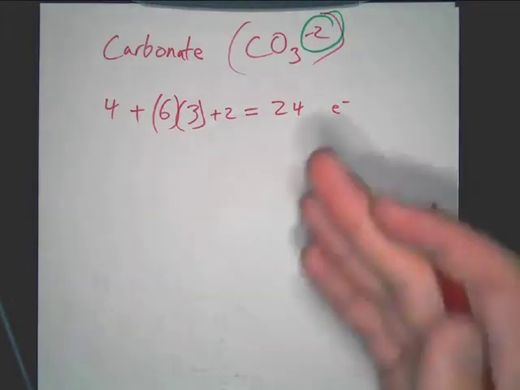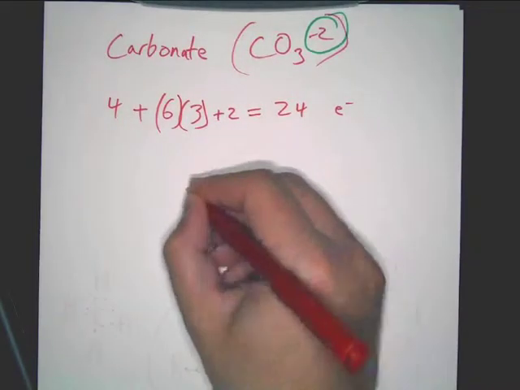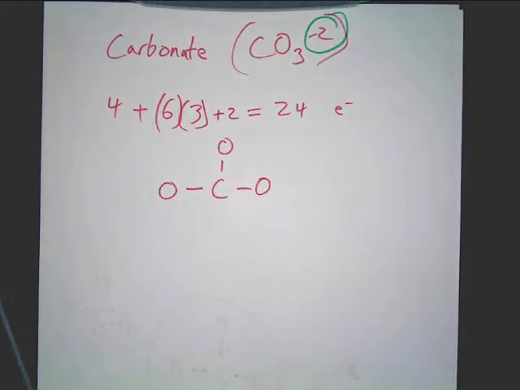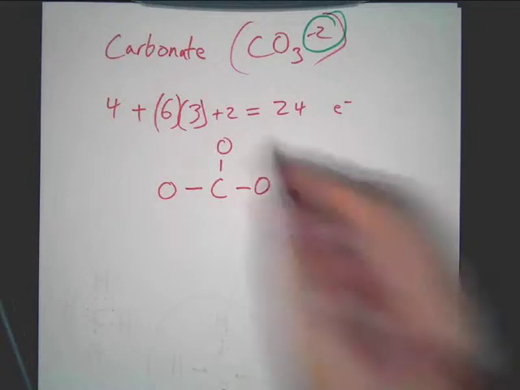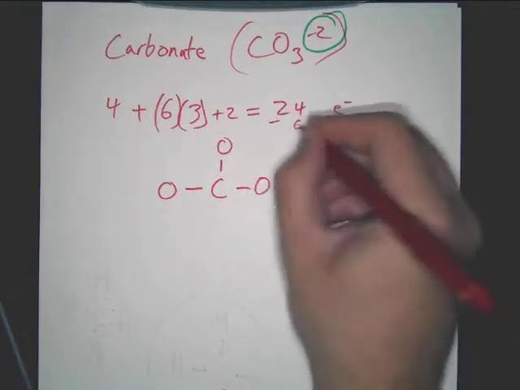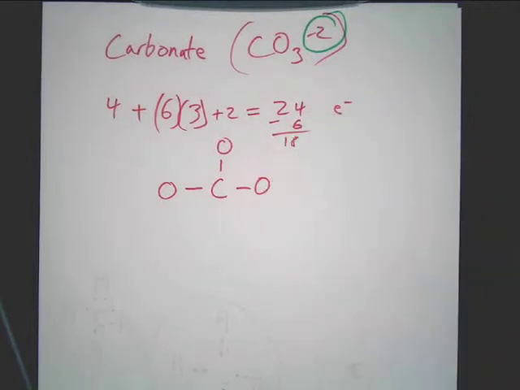Now to start with, you draw out your structure. You go C, O, O, O. Pretty straightforward there. Questions to this point? All right. How many electrons did I just add? 6. Good. So you subtract 6, you're left with how many? 18.